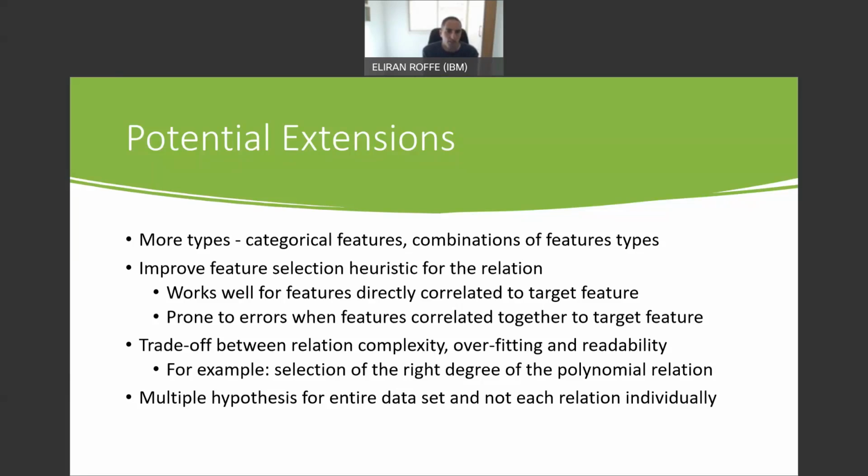I also think that it would be better if we were able to have multiple hypotheses for the whole data sets, and then we could give the user some number which says, okay, this data set is likely to have a drift, and it won't be based on some specific relations. But this, as I said, has advantages and disadvantages that should be considered.